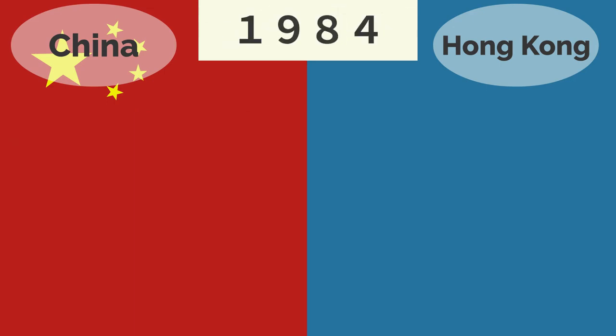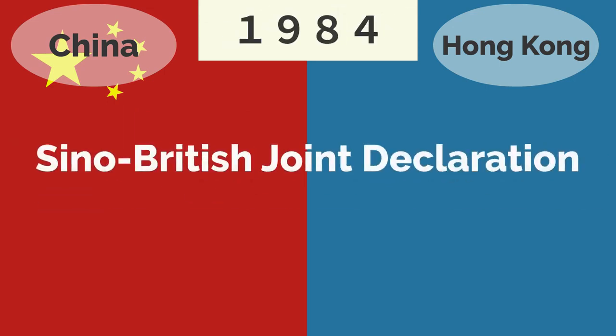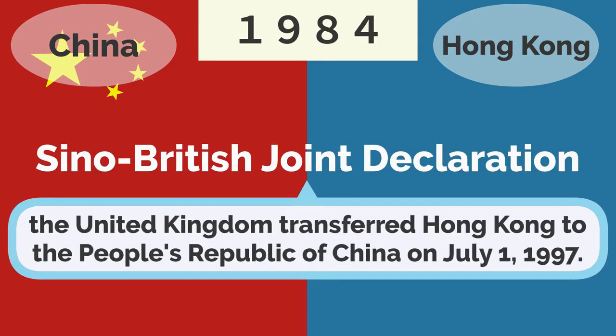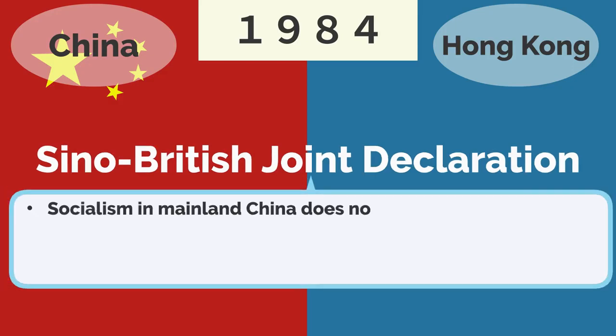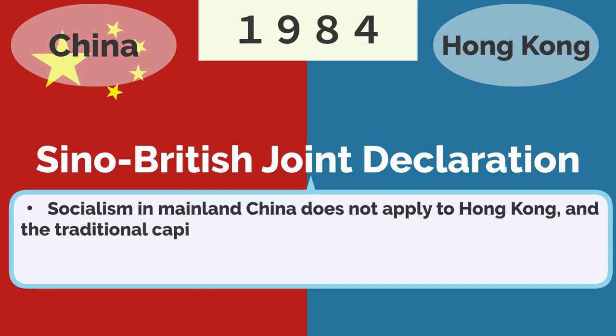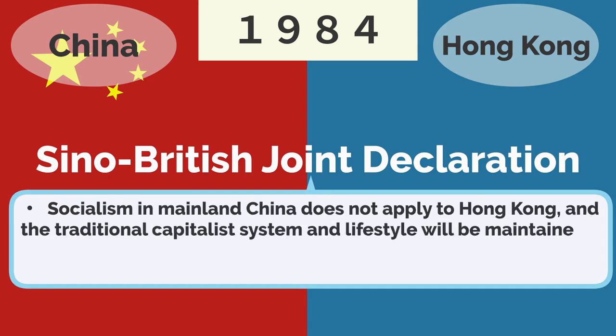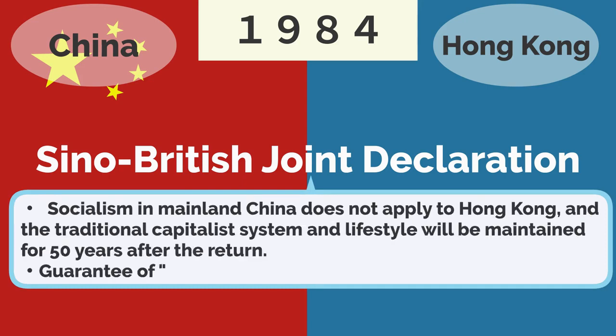In 1984, the Sino-British Joint Declaration was issued. Following this statement, the United Kingdom transferred Hong Kong to the People's Republic of China on July 1, 1997. Socialism in mainland China does not apply to Hong Kong, and the traditional capitalist system and lifestyle will be maintained for 50 years after the return. And one country, two systems is guaranteed.